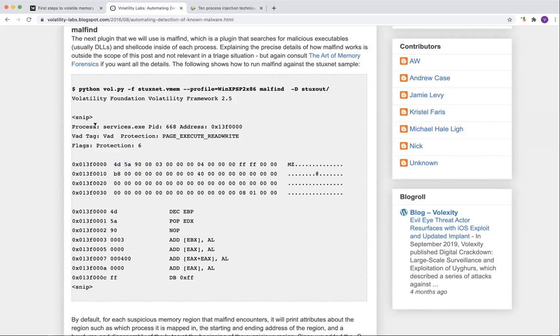By that we can confirm that services.exe has been injected with malware. Now you can dump this portion out from memory and start the analysis, the normal static and dynamic analysis, and confirm whether that injected code is indeed malicious in nature. Okay, got it.